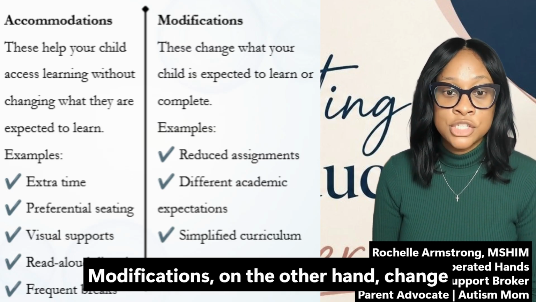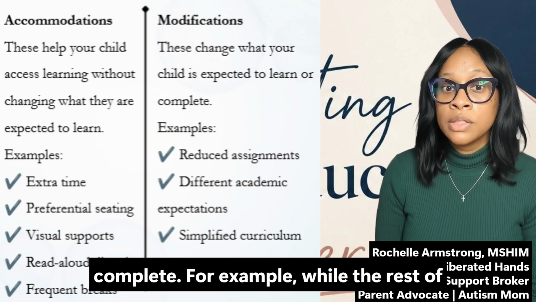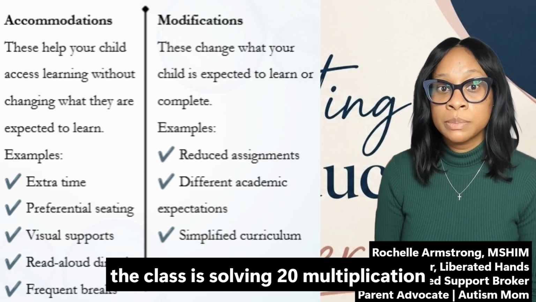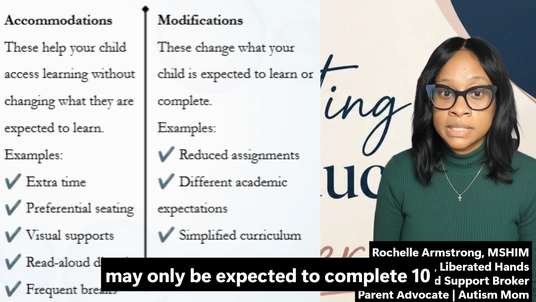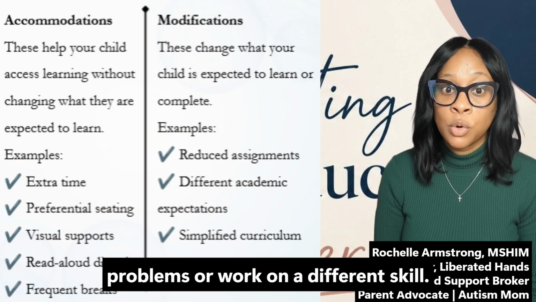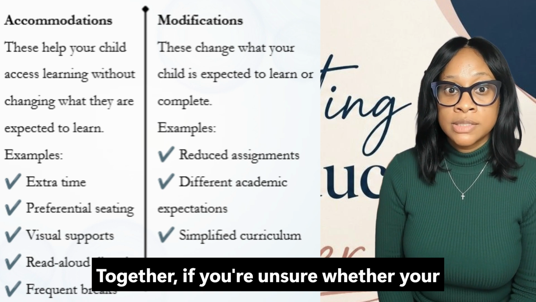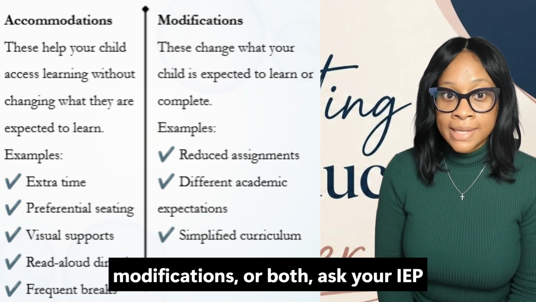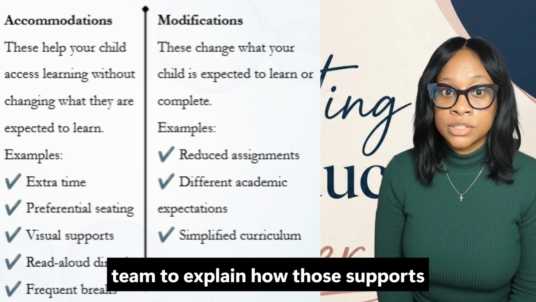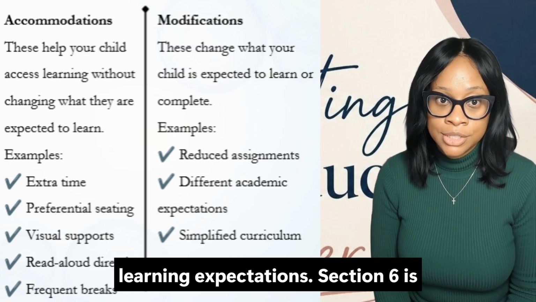Modifications, on the other hand, change what your child is expected to learn or complete. For example, while the rest of the class is solving 20 multiplication problems, a student with a modification may only be expected to complete 10 problems or work on a different skill altogether. If you're unsure whether your child is receiving accommodations, modifications, or both, ask your IEP team to explain how those supports will affect your child's instruction and learning expectations.